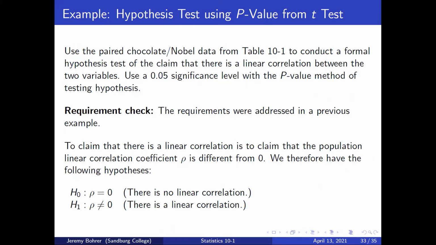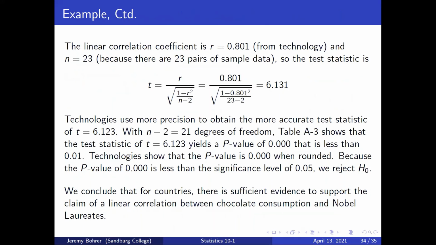H0: rho equals 0, there is no linear correlation, and H1: rho is not equal to 0, there is a linear correlation. The linear correlation coefficient is r equals 0.801 from technology, and n equals 23 because there are 23 pairs of sample data. So the test statistic is t equals r over the square root of (1 minus r squared) over (n minus 2), or 0.801 over the square root of (1 minus 0.801 squared) over (23 minus 2), which is 6.131.